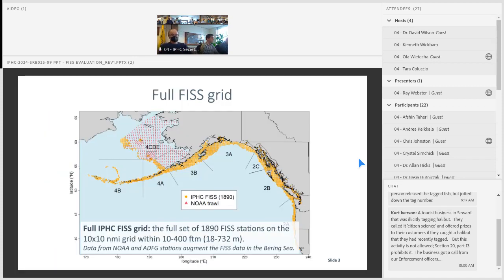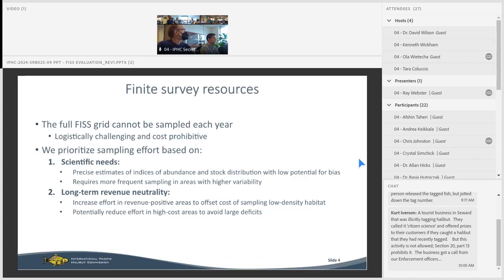So we have this full design of 1,890 stations indicated in orange here. We supplement this data in the Bering Sea with data from the trawl surveys, typical full condensed trawl survey design. These are stations we use for our data purposes, shown in red there. But we can't sample this full FIS grid each year. It's logistically challenging and cost prohibitive. So we've been prioritizing sampling effort based on scientific needs and long-term revenue neutrality.